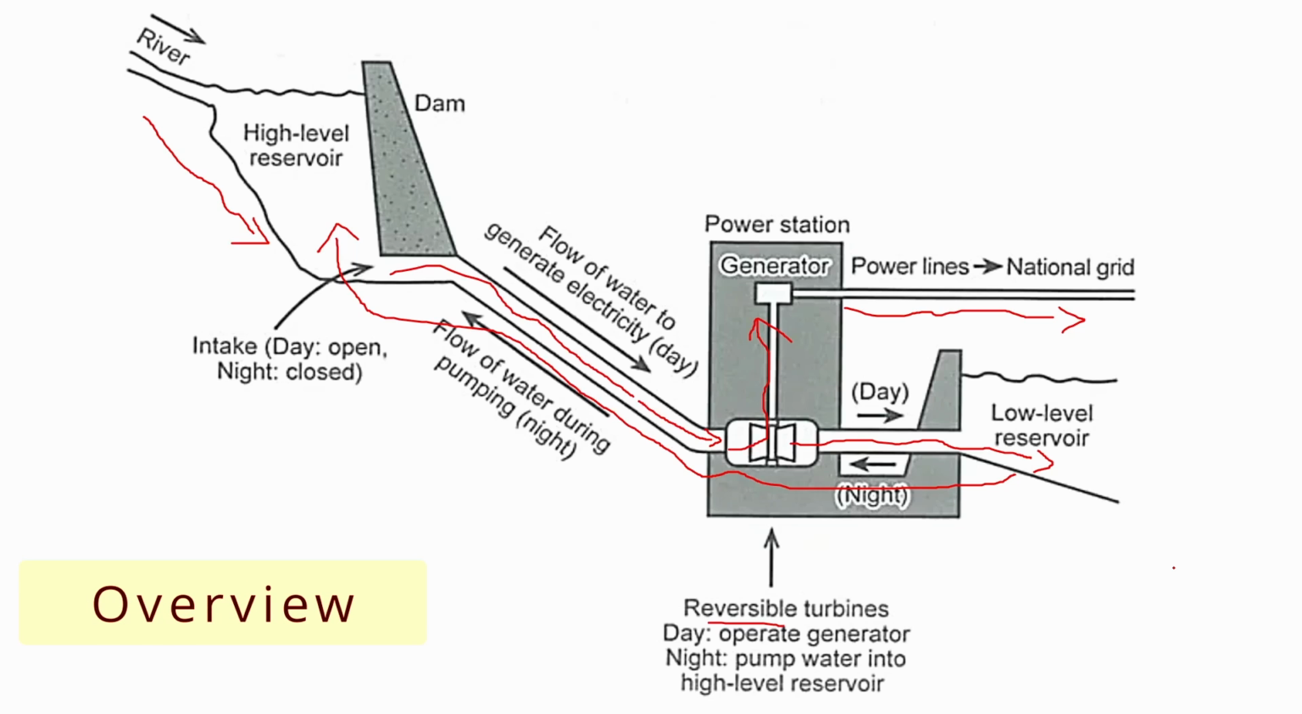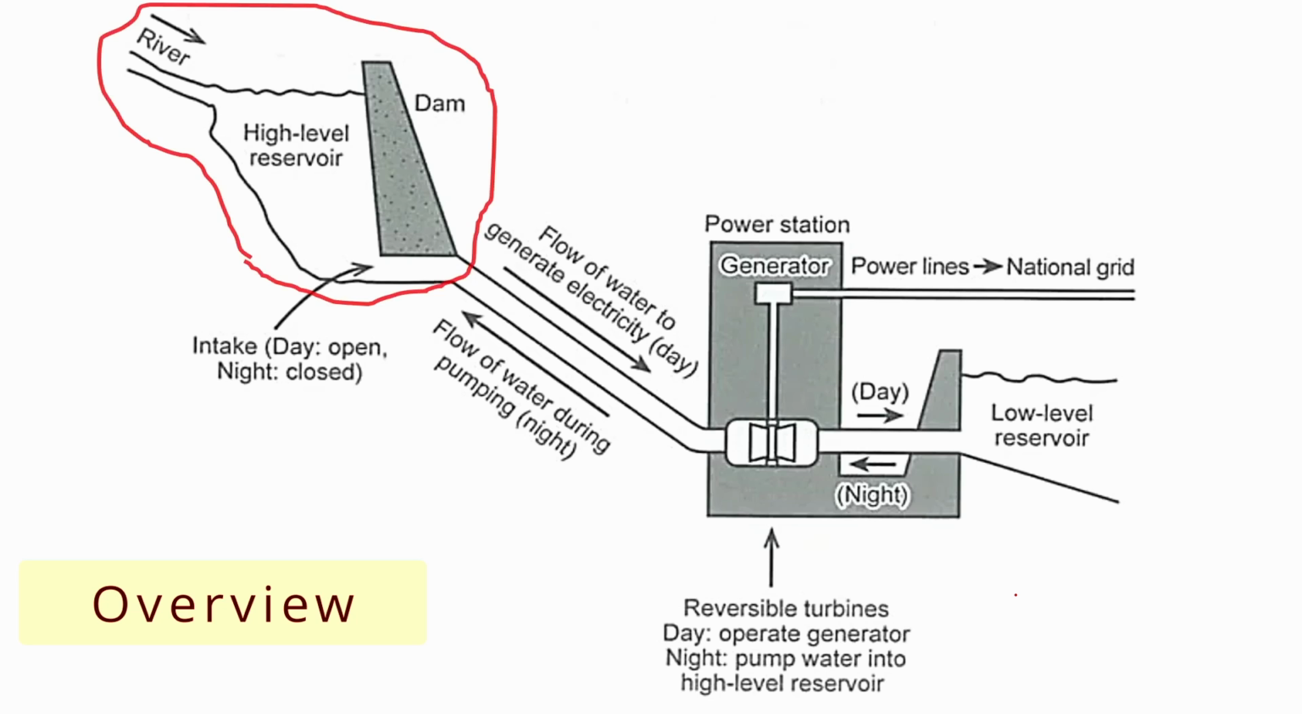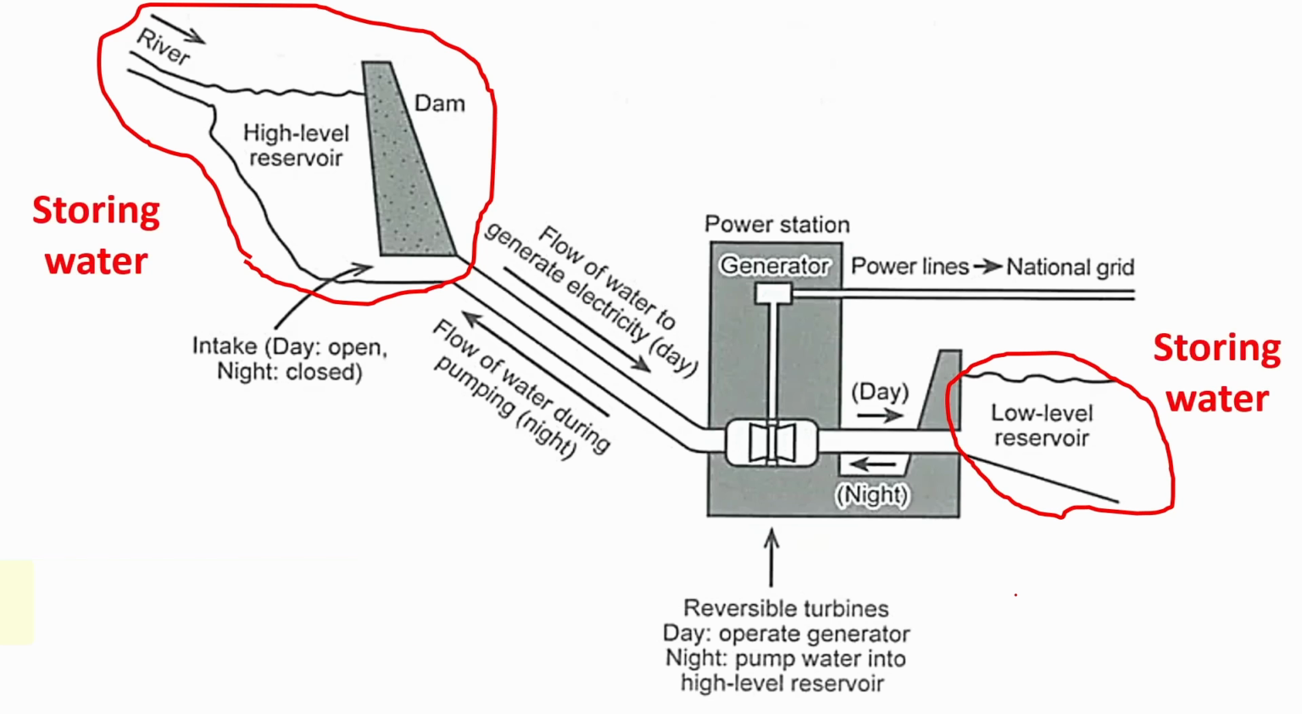For the overview, we need to think about the main steps, right? It's not enough to just say overall the process involves, for example, 4 or 5 steps. It's important to mention the main steps as well. To identify those steps, I would divide this into 4 main parts. One part is storing water. We have the high-level reservoir to store it and also the low-level reservoir to store water. So I put these two together and call it storing water.